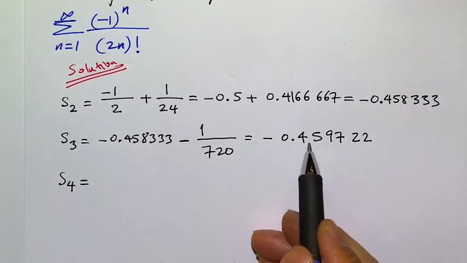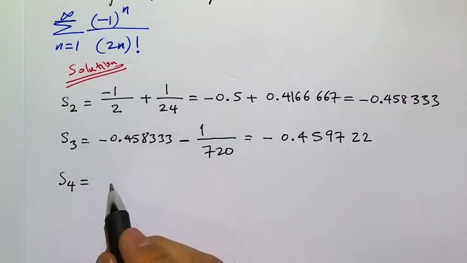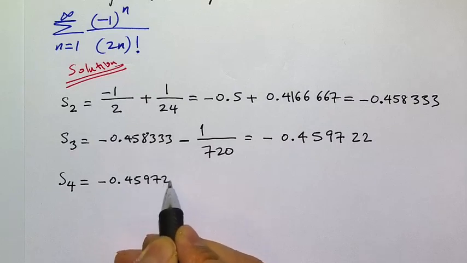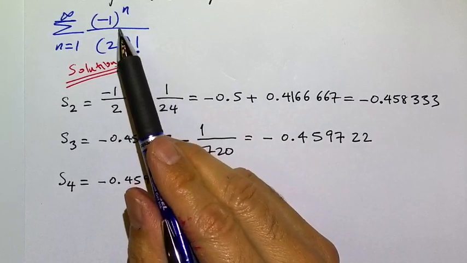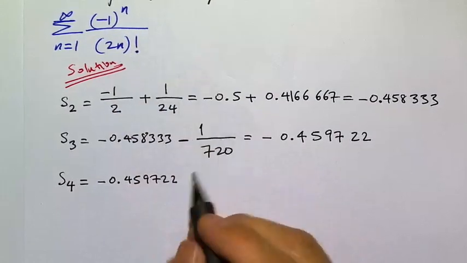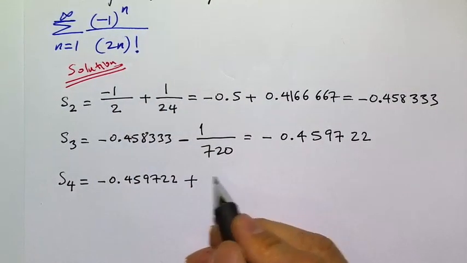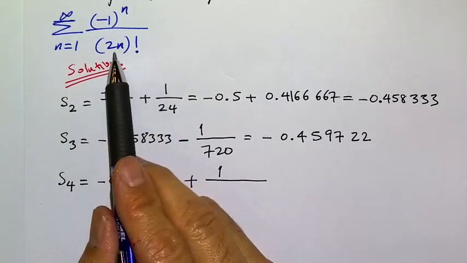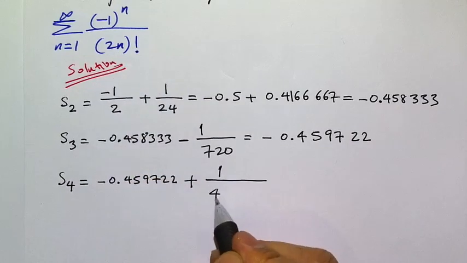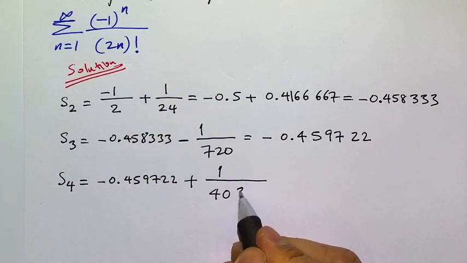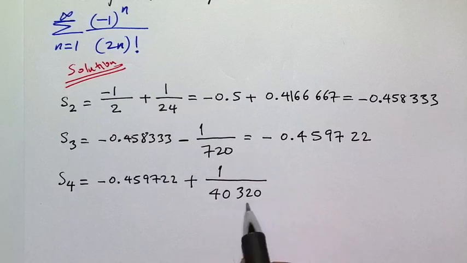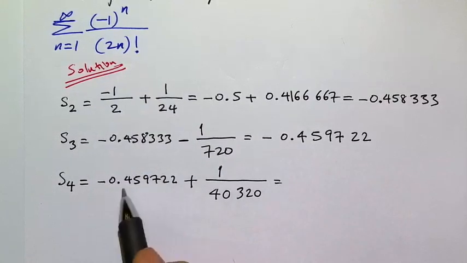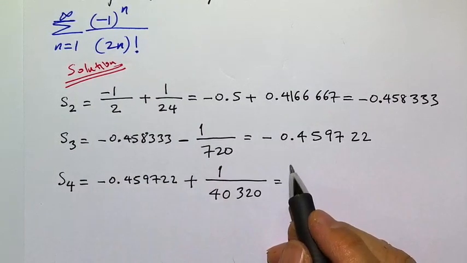That tells us the sum of the first three terms. So minus 0.459722. And for n equals 4, this minus will drop out. We will get 1 plus, and then plus 1 divided by 2 times 4 factorial, or 8 factorial, which is 40,320. That's 8 factorial. Okay, coming from there. So if we then add this to that, this is what I got.